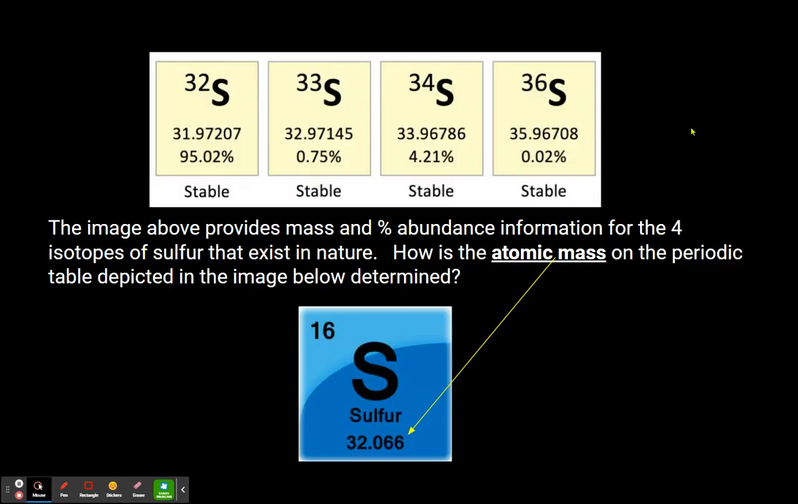Okay, in the image above, we're provided mass and percentage abundance information for 4 isotopes of sulfur that exist in nature: sulfur 32, sulfur 33, sulfur 34, and sulfur 36. Each of these have different atomic masses that you can see, but all of these are represented by a single square on the periodic table that has an average atomic mass. How is the average atomic mass on the periodic table depicted here actually calculated?